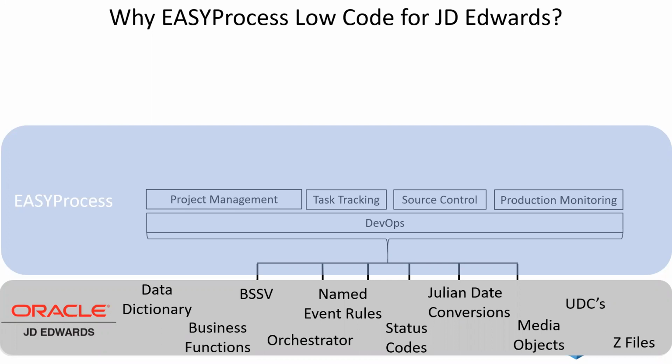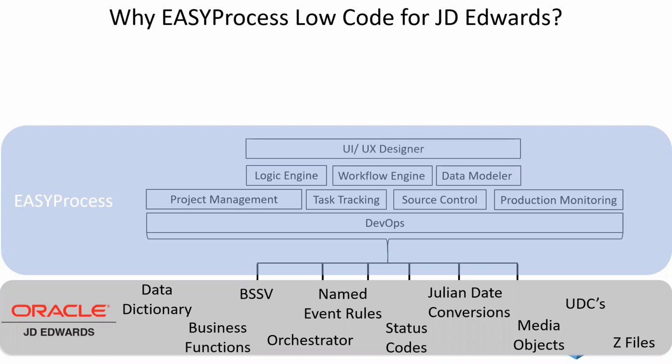So when you're ready and you're developing an application, we have a couple of main components. We have a logic engine, a workflow engine, a data modeler, because you can create your own tables in EasyProcess, as well as access the ones in Oracle. And then our UI UX designer. All of this is drag and drop. All of it. And I'm going to show it to you in a few minutes because I'm going to do the demonstration. But what's nice about it is they're all abstracted from one another.